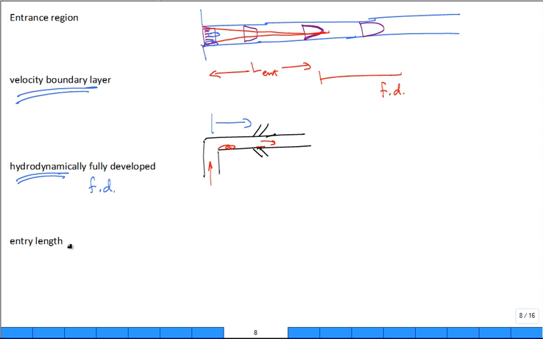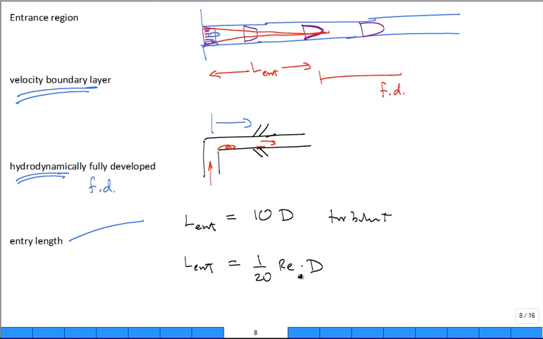So anyway, what is this entrance length? How long is it? Well, the entrance length is about 10 diameters if it's turbulent. That means if it's going to be turbulent, it's going to develop pretty quickly, and 10 diameters is a rule of thumb in a lot of textbooks. It's pretty well agreed upon, 10 diameters. But if it's laminar, it's a little more complicated. It's 1/20th of the Reynolds number times the diameter. That's if it's laminar. So you say, well, it depends on the Reynolds number.